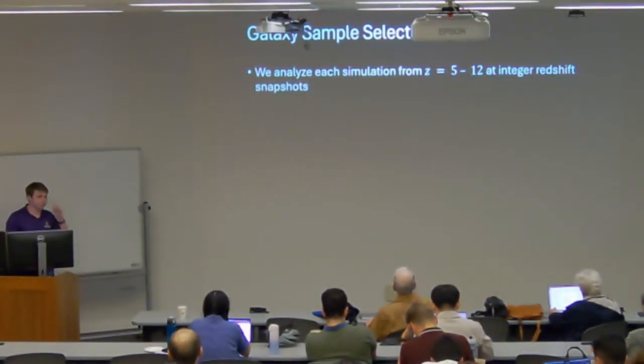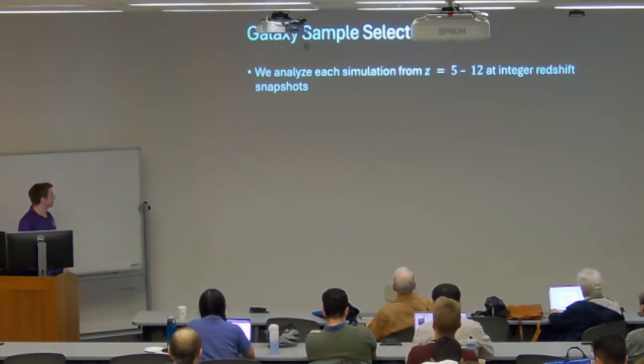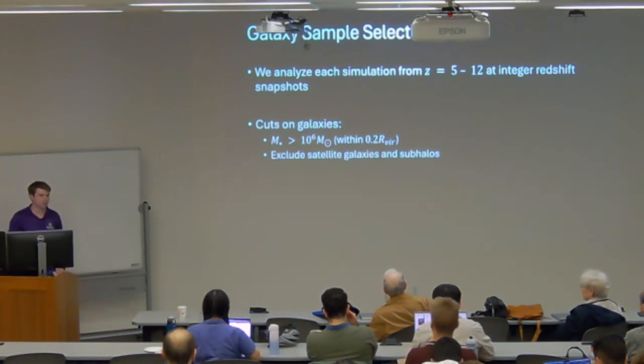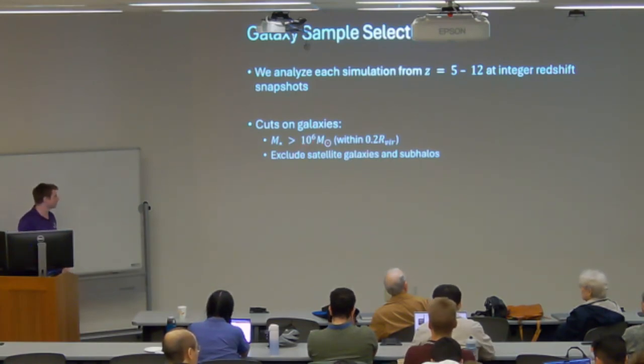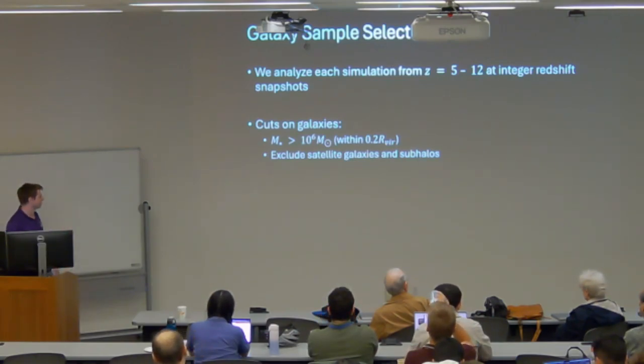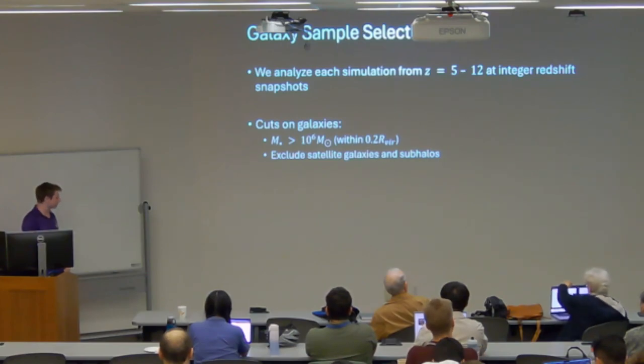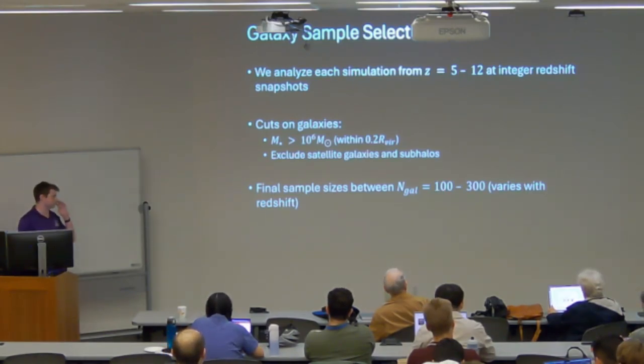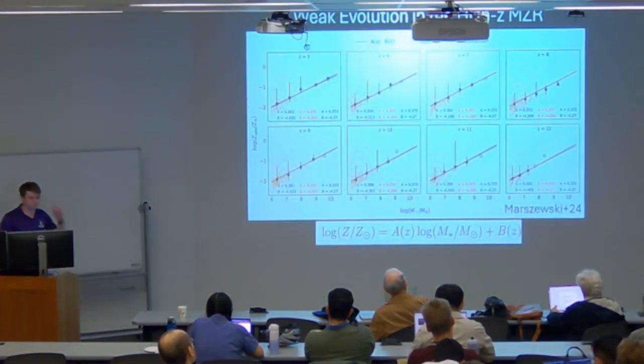So we have these simulations, but which galaxies from these simulations are we actually analyzing? So in order to sample our redshift range, we analyzed each simulation from redshift 5 to 12 at integer redshift snapshots. We performed some cuts on the galaxies included in our analysis. Most stringently, we require them to have at least 10^6 solar masses of stellar mass. And then we also exclude satellite galaxies and subhalos from our analysis due to the tendency of their environments to be very dependent on the environment of their host galaxy. And this yields us final sample sizes between 100 and 300 galaxies from our suites, depending on which redshift we're analyzing. Okay, so now into some results.